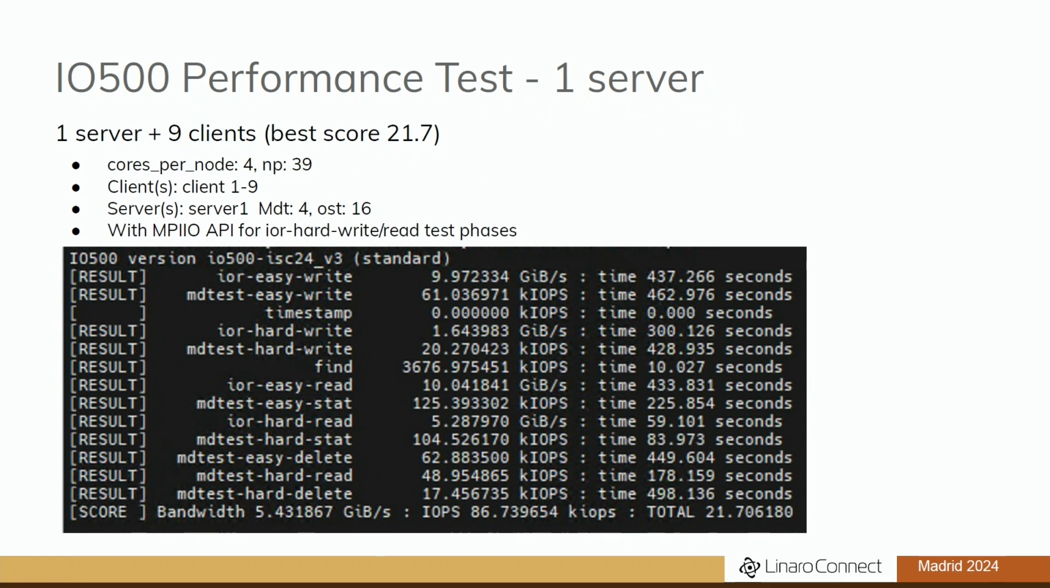Okay, this is the one server test. The best score we got is 21.7, with the MPIIO API for the IOEasy test phases.